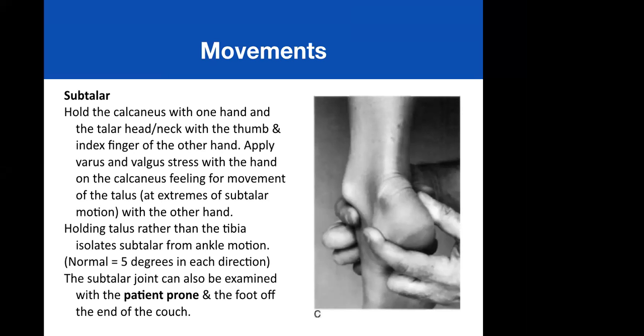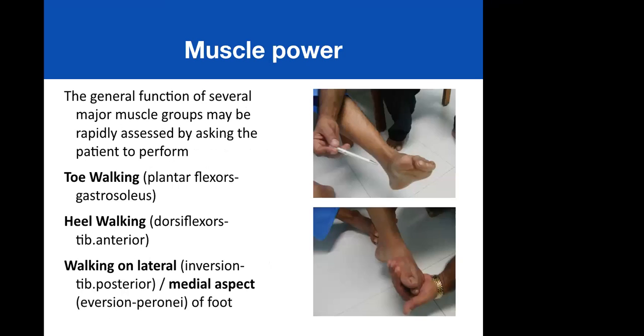Similarly, you can do it in patient in supine position by dorsiflexing the foot, locking the talus in the ankle mortise, and then moving the subtalar joint. So both ways you can do it, but you have to make sure that you have locked the talus or you have negated the talar movement in the ankle mortise.